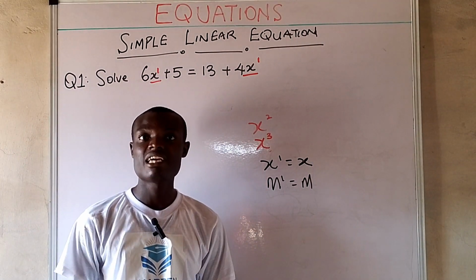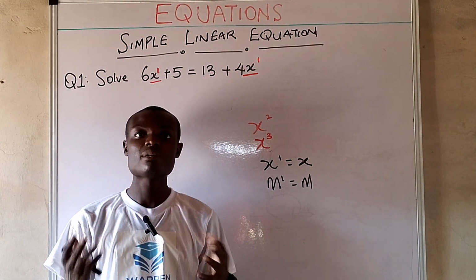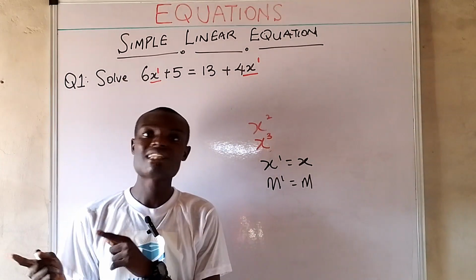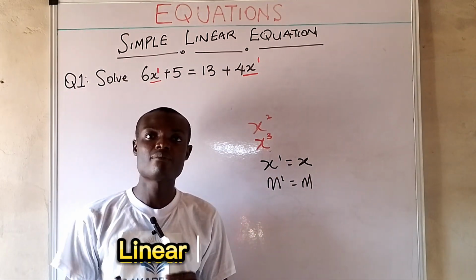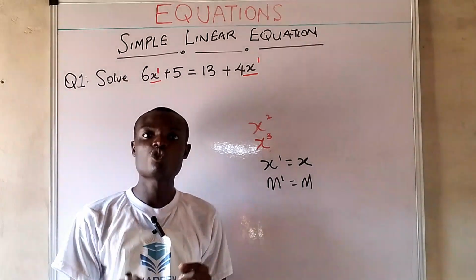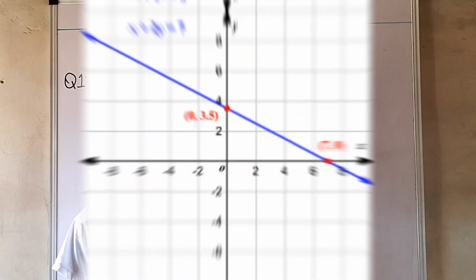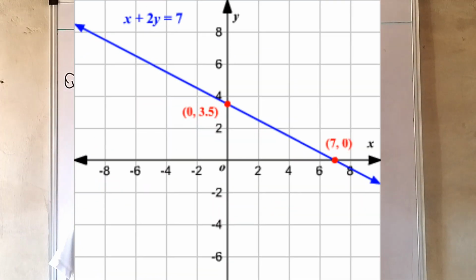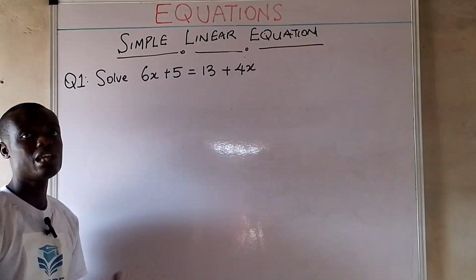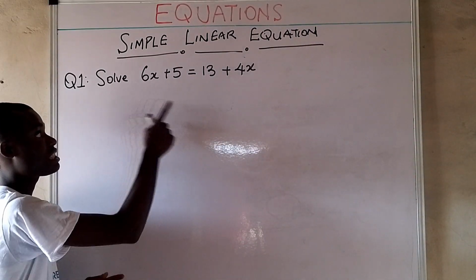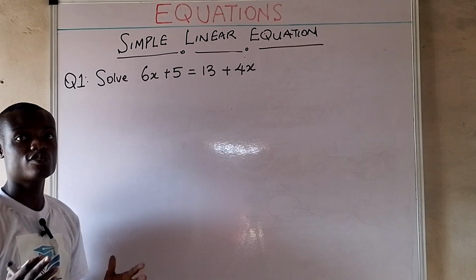So beside that fact, a linear equation or a simple linear equation is called that name because the word linear means straight. So whenever these equations are plotted on a graph, they will always produce a straight line graph. So let's solve the first question on the board, which is 6x plus 5 is equal to 13 plus 4x.